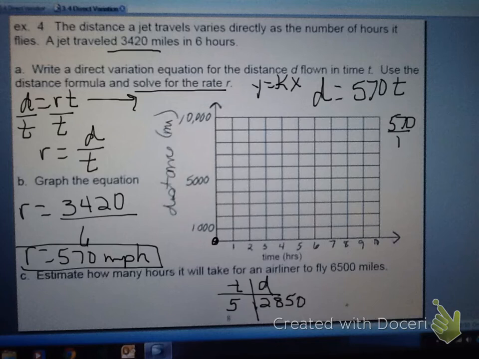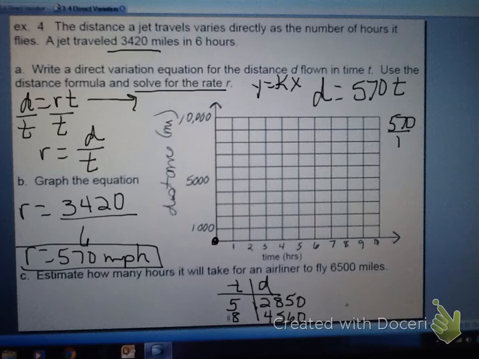Then I'm going to go to 8 hours. So 8 times 570 is 4,560. Okay, so technically that'll be 3 points: the (0, 0), and then I'm going to plot (5, 2,850). So go over 5, up 2,000.